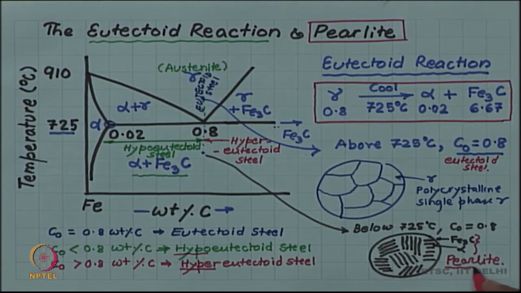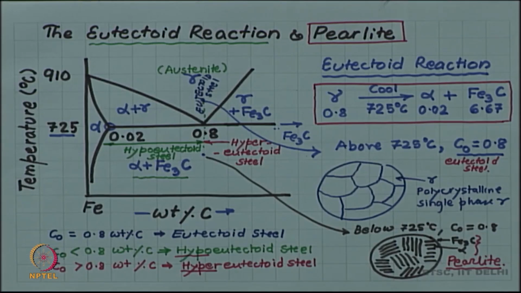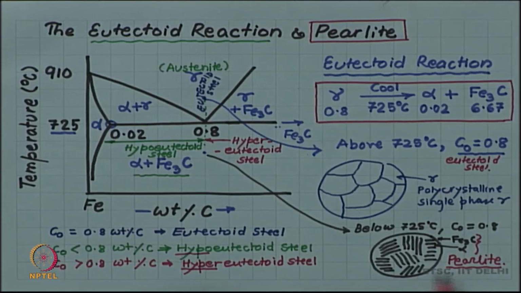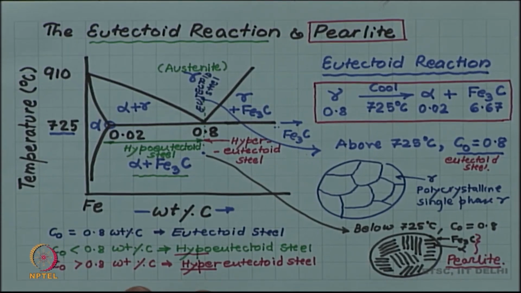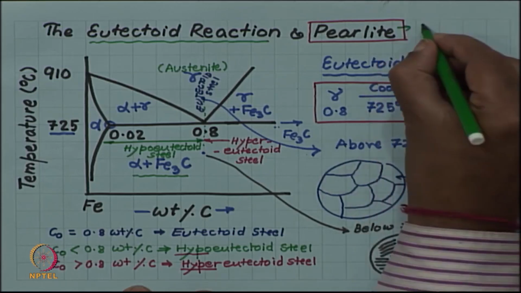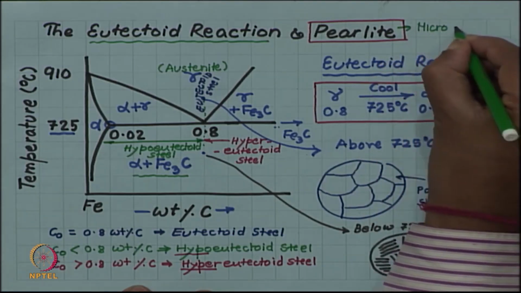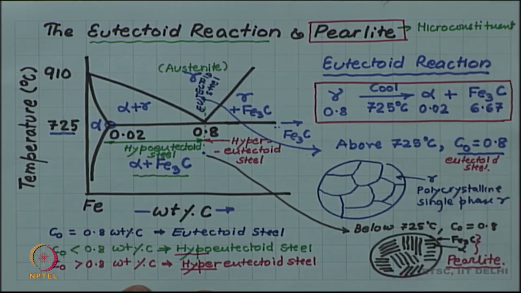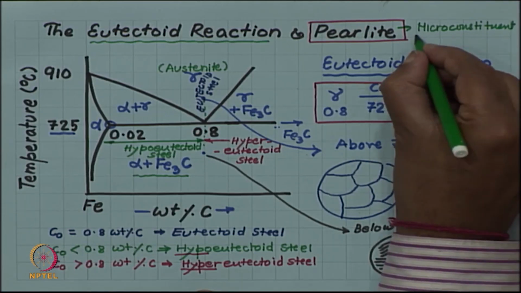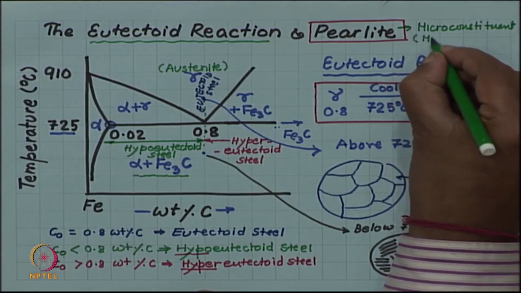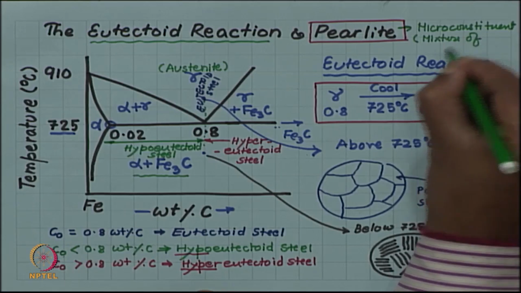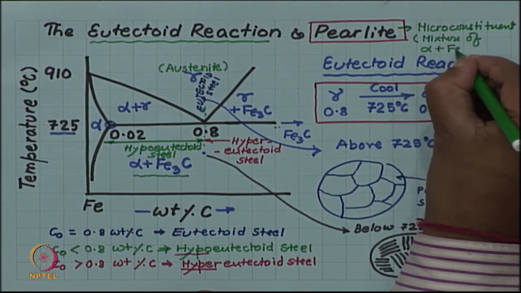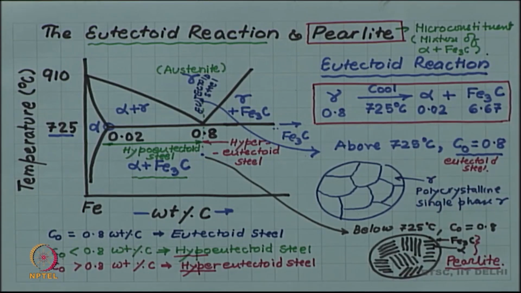But note that perlite is not a single phase, it is not the name of a phase, but it is the name of a mixture of two phases which have a certain appearance in the microstructure. So, perlite is a micro constituent and not a phase. Let us note that here. Micro constituent, which means it has a certain appearance in the microstructure, but it is a mixture of two phases. Mixture of alpha plus Fe3C.